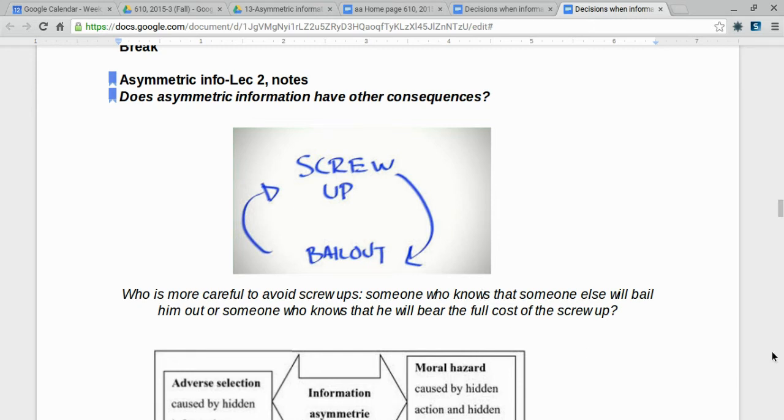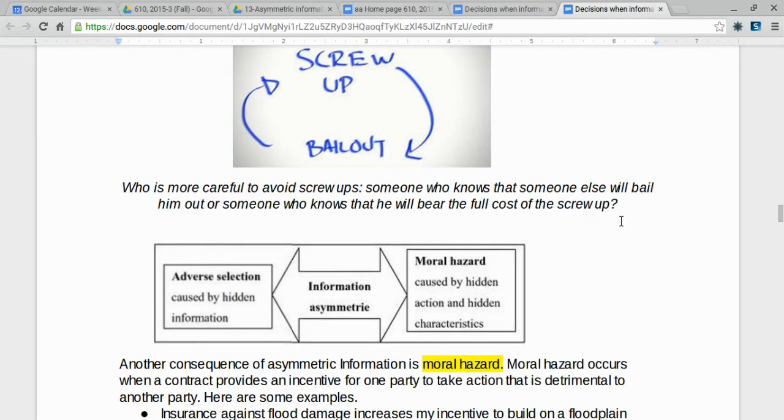So the previous lecture talked about one problem created by asymmetric information. That problem was adverse selection. Asymmetric information also creates moral hazard. Moral hazard occurs when a contract provides an incentive for one party to take action that is detrimental to another party.